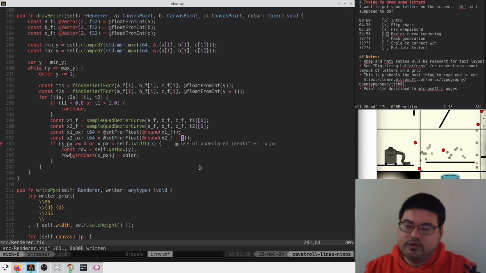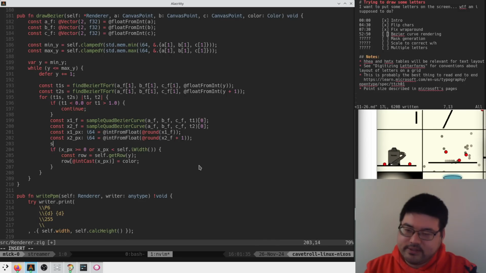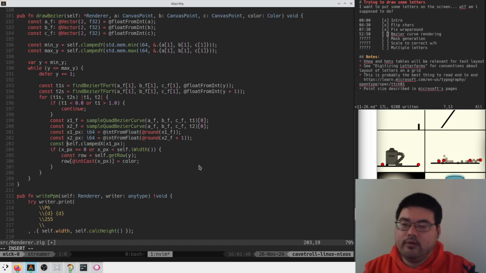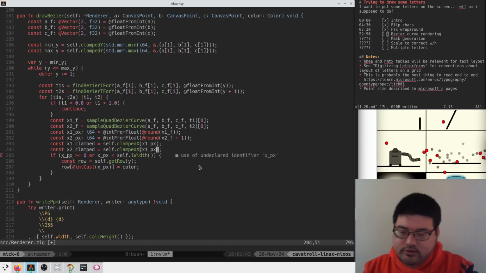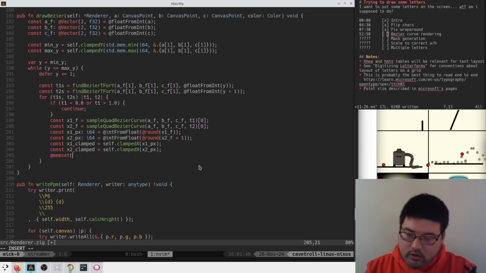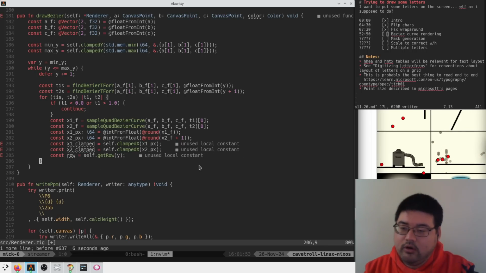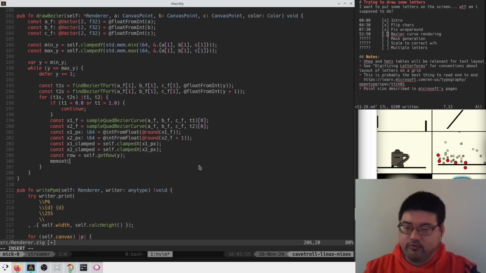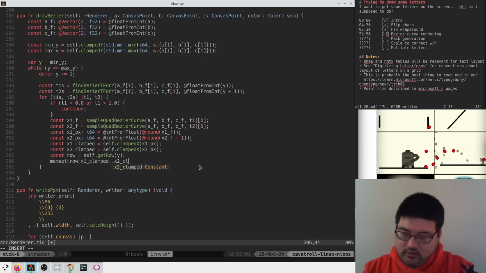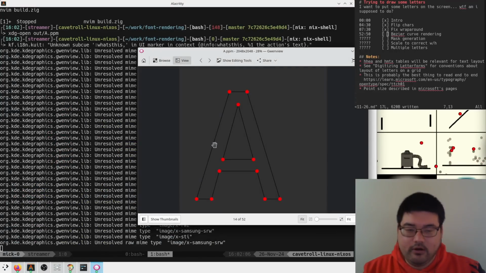Sure. So then we can go self clamped x1 pix. X2 is x2, and then we can memset the row. However we get the row. Memset the row from x1 clamped to x2 clamped to the color. That should be a little bit better.